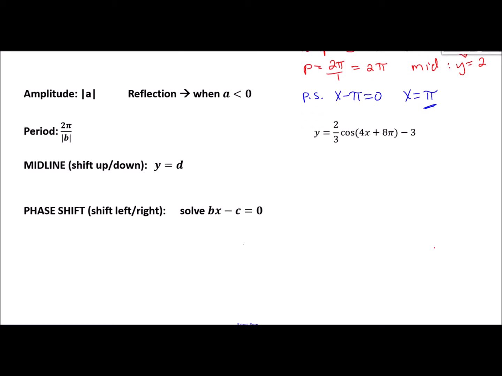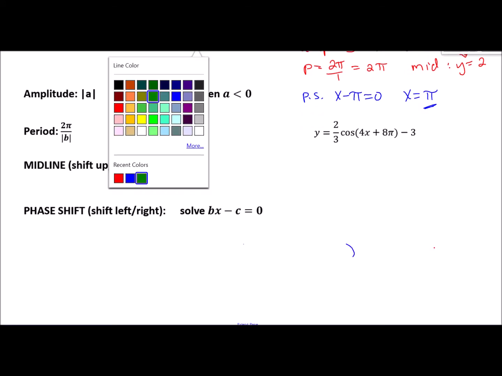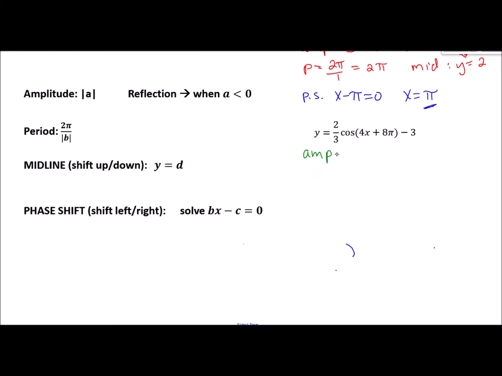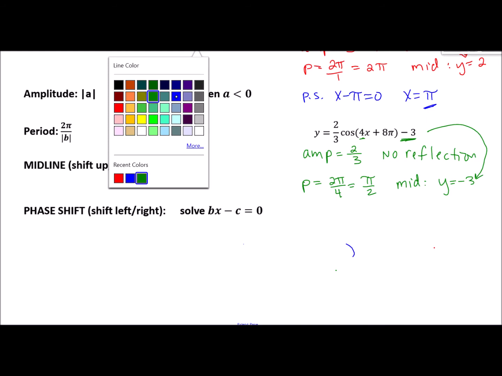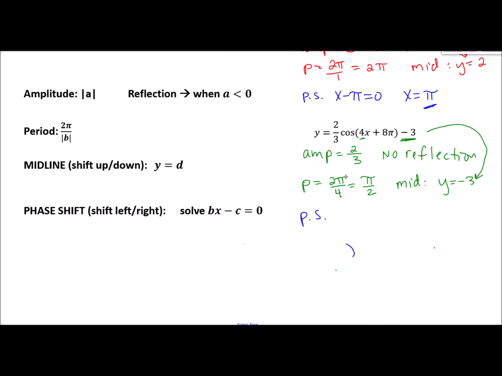Okay, let's try it for this next one. Here we go. We've got amplitude of 2/3, which is again positive, so there's no reflection. Okay, next was the period. So P equals 2 pi over B, where B is the number directly in front of the x, out in front of the parentheses. So 2 pi over 4, which is pi halves. Then our midline, yes, it has been changed. So our midline is now y equals -3. That's the D.